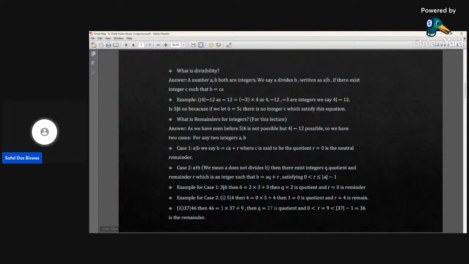Because 37 divides b, the quotient q should be 1, as you can see from the definition. This is the definition we will restrict to for this lecture, because there are many other concepts like minimum remainder and minimum absolute remainder, but we will restrict to this one. Fine. Now let me go to the next slide.